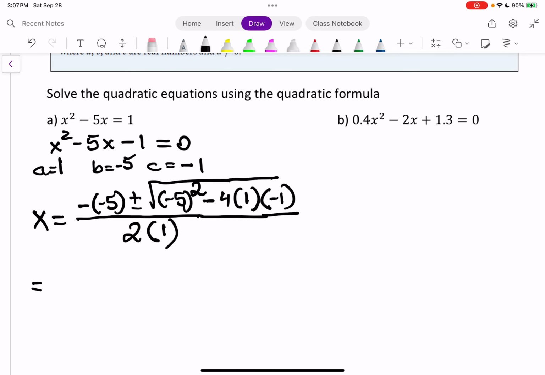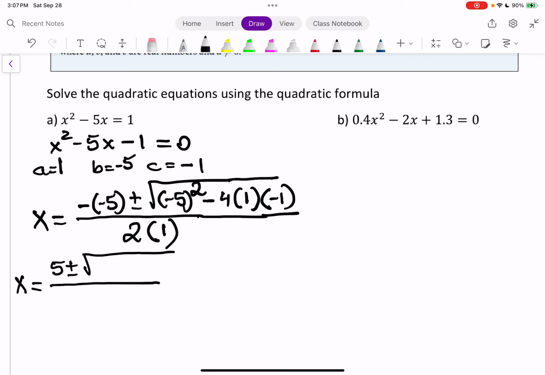Okay, and now we still need to simplify. So even though, yes, here is an answer and this is a number, we need to use the order of operations to simplify it. So minus minus 5 is 5.